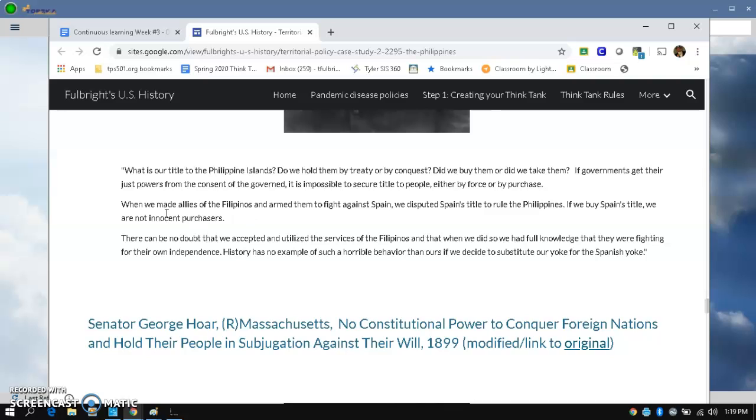When we made allies of the Filipinos and armed them to fight against Spain, we disputed Spain's title to rule the Philippines. If we buy Spain's title, we are not innocent purchasers. There can be no doubt that we accept and utilize the services of the Filipinos, that when we did, we had full knowledge they were fighting for their own independence. History has no example of such a horrible behavior than ours if we decide to substitute our yoke for the Spanish yoke. So, whose side do we want to be fighting on?